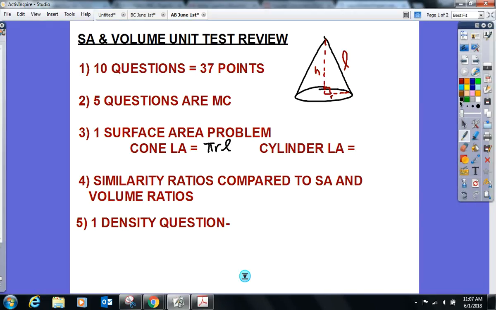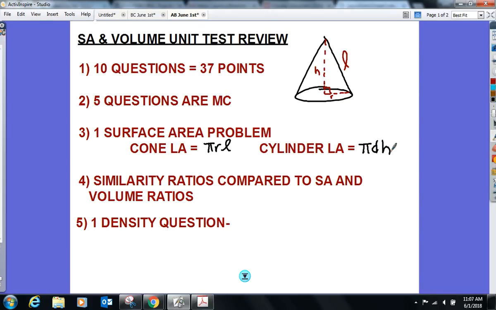Cylinder: pi d h. D for diameter, h the height of the cylinder, pi d h. If you want to find the surface area of a cone, what do I add on to this? Pi r squared. If you want to find the surface area of a cylinder, what do you add on to this? 2 pi r squared.